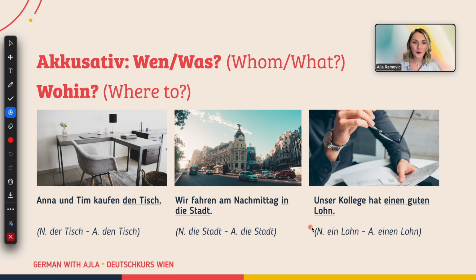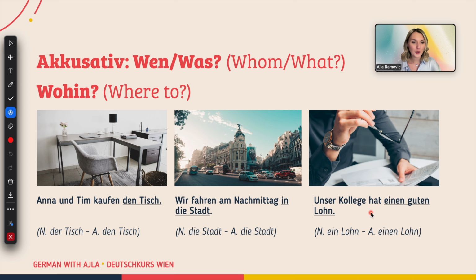And we have one more example to look at. Unser Kollege hat einen guten Lohn. Our colleague has a good salary. Good for him. Okay, let's look at the elements of our sentence, starting off with unser Kollege, our colleague, is, as you have guessed it, answering the question who or what is doing the activity, who has a good salary, which is making this noun the subject of the sentence.